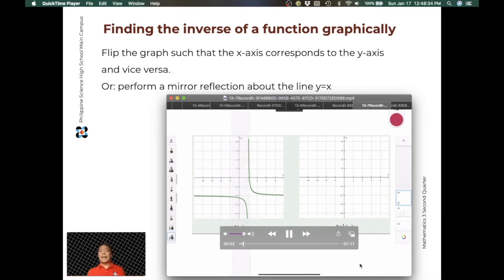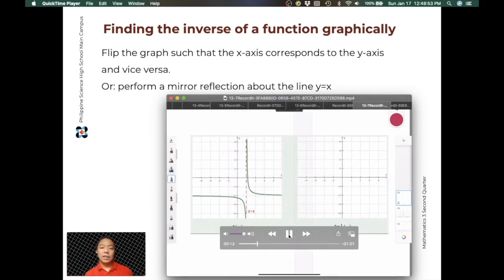So I will start with the asymptotes kasi ganun din yung asymptotes. Kung x equals something sa original function, magiging y equals something siya dun sa inverse kasi magpapalit yung x and y. So I'll draw the vertical asymptote here. This is the line x equals 1. Magko-correspond siya sa horizontal line na y equals 1. Then yung horizontal asymptote natin dito na y equals negative 2, magko-correspond siya sa x equals negative 2.